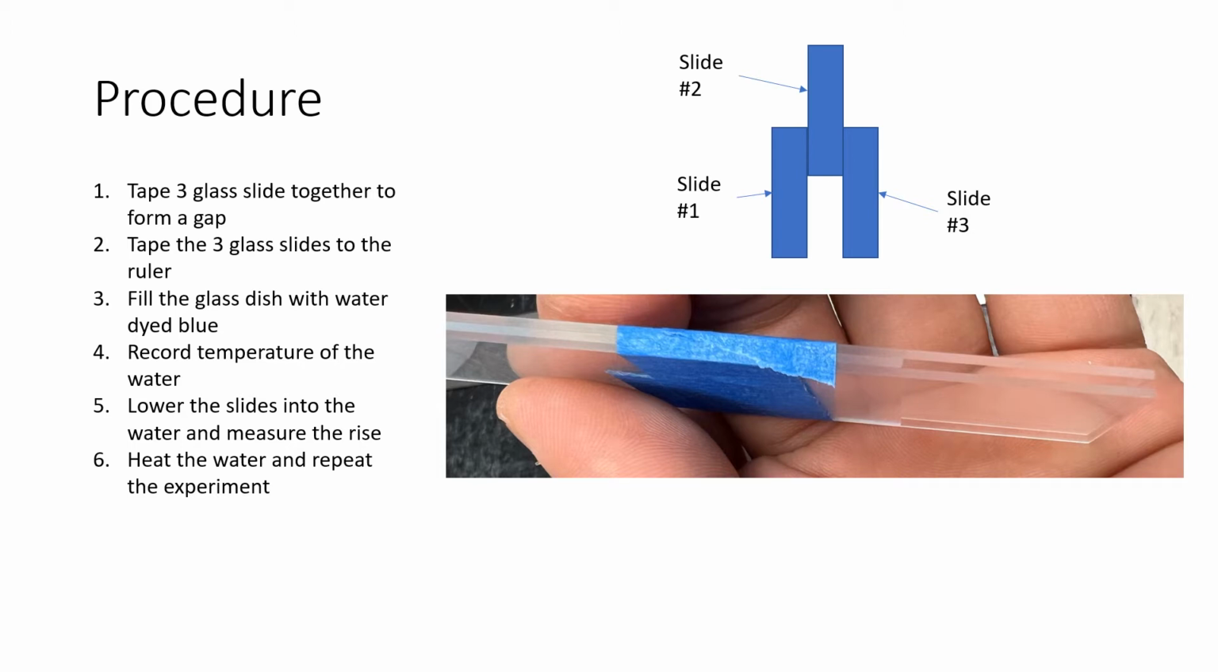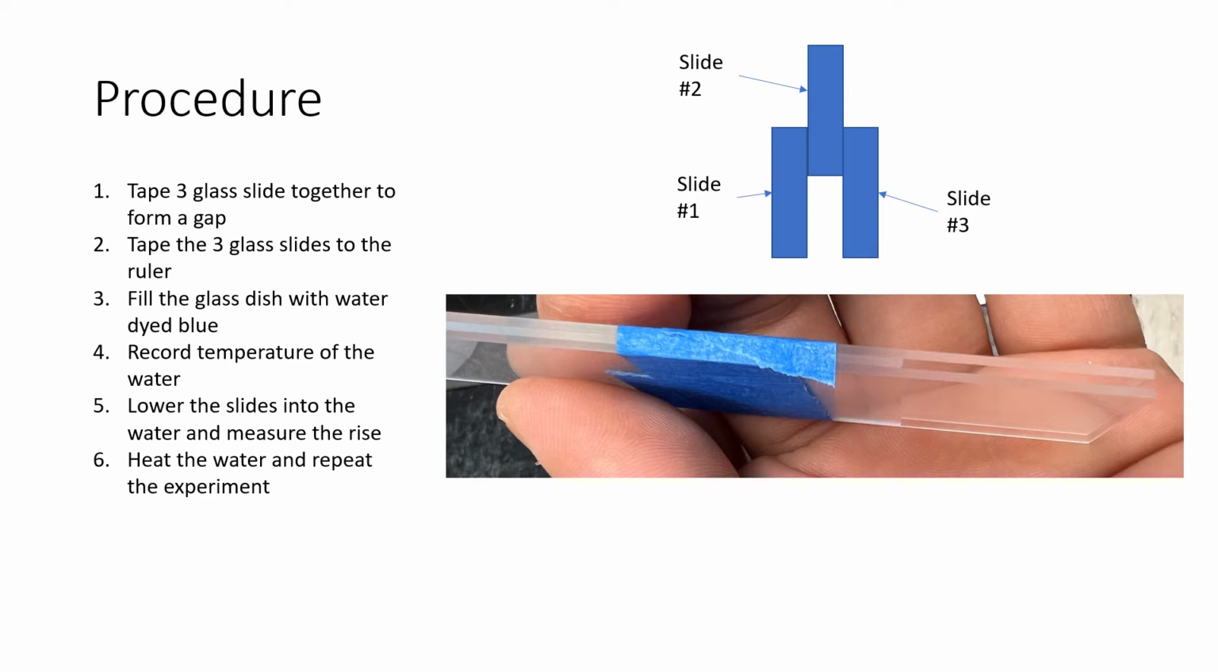So first, what we're going to do is take our 3 glass slides and pull the middle slide up a little bit so we create 2 vertical plates with a known distance between them, that distance being the thickness of 1 glass slide. After that, we are going to tape them to a ruler so we can measure the capillary rise when we stick it in the water. We're then going to fill up our glass dish with some water that has been dyed blue.